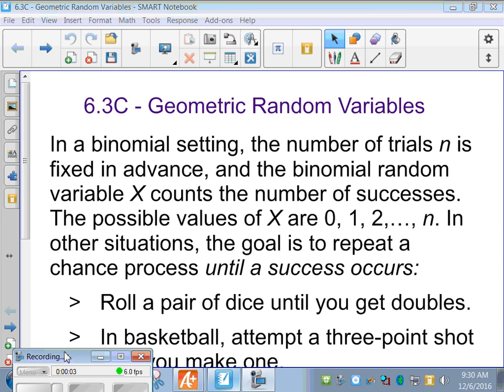So geometric, you guys, is really similar to binomial. That's why we're grouping them together here. Very similar.